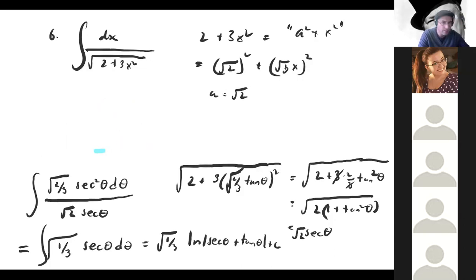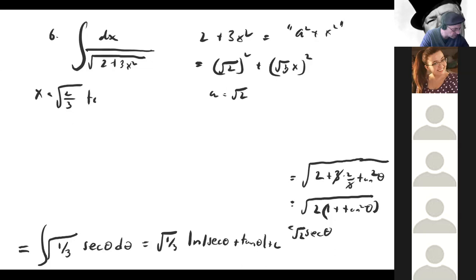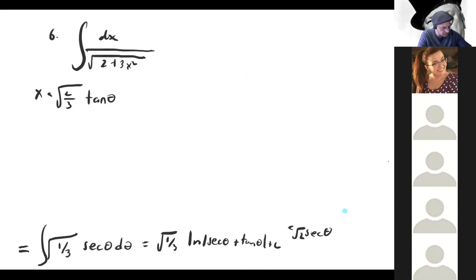We just have to remember what x was, which I should not have erased. x is the square root of 2/3 tangent theta, I believe, right? Okay, so in all these problems, you're going to end up having to draw a right triangle.